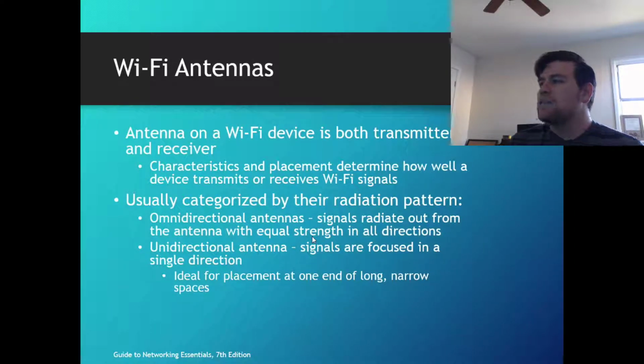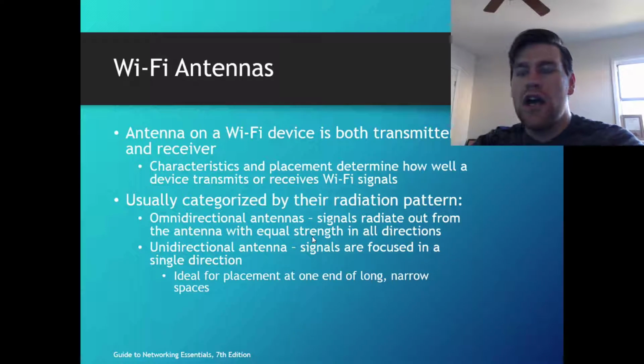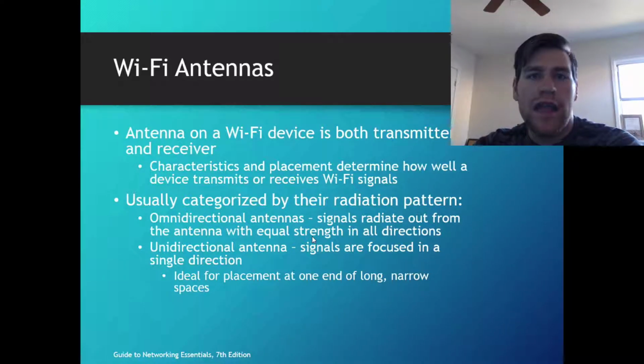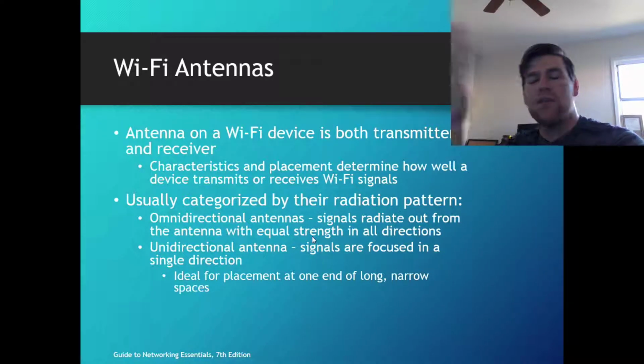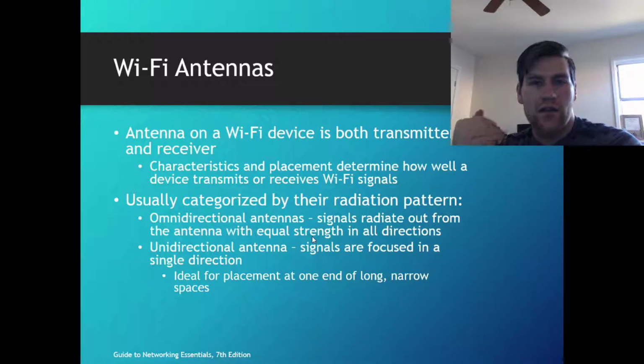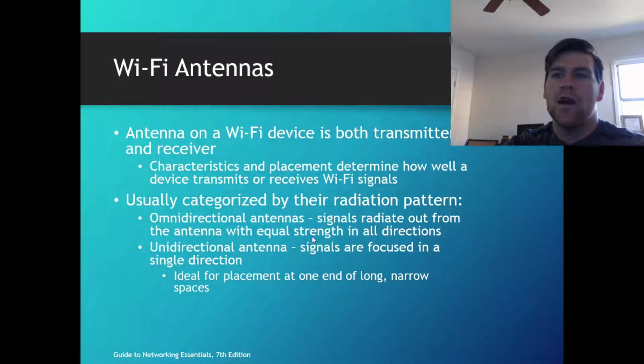Okay, so the antenna on a wireless device, whether that's an access point or a network interface card, is acting in two fashions: a transmitter and a receiver, or a sender and a receiver. The transmitter would be what transmits your wireless signal out. The receiver would be what receives a wireless signal in on the line.